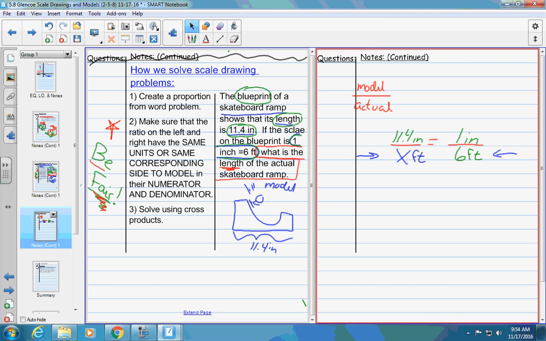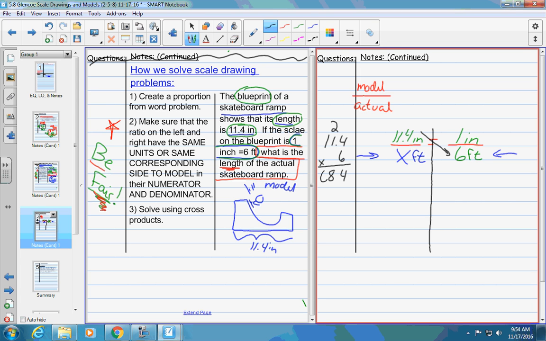Okay, so if you're having trouble on solving proportions, please re-look at your 5.7 note, because we're going to recycle that skill of cross multiplication or cross products. So we take one numerator and multiply the other denominator, and I do not know my multiples of 11.4. So I'm going to show some multiplication here. So we get 68.4, and I'm going to actually show this through dimensional analysis.